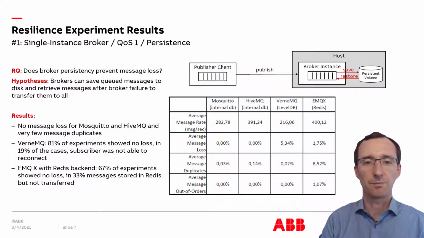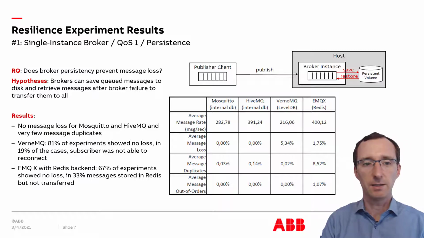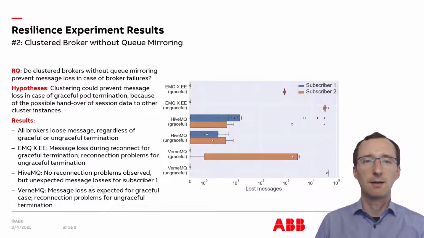message delivery here. When we looked at VerneMQ and EMQX, we saw a different picture. For both systems, we saw experiment runs where we didn't see any message loss as expected, but we also saw a part of the experiment runs that had a lot of message loss. The reason for that is different for both systems, and we looked into that closer and documented also our findings in the paper.